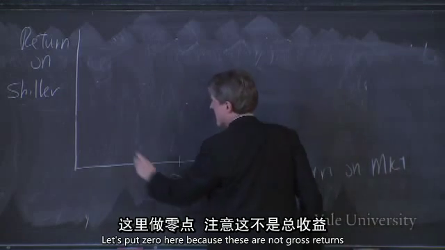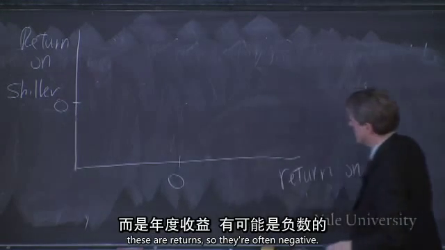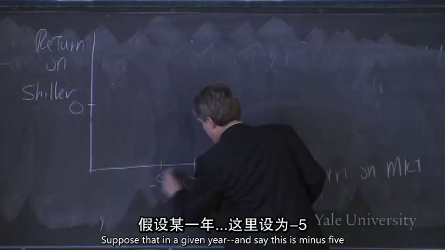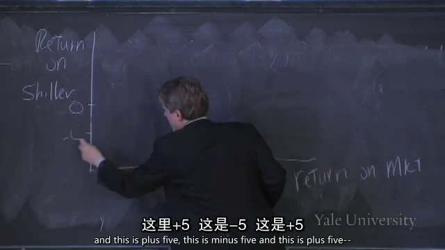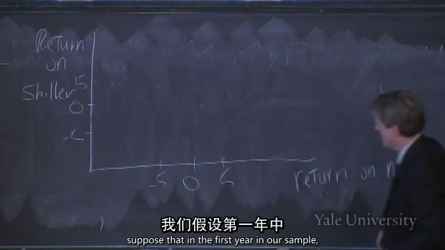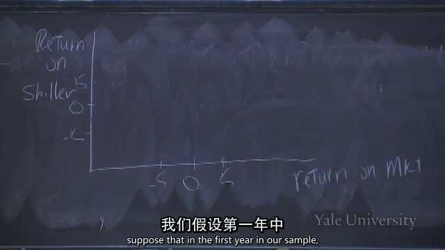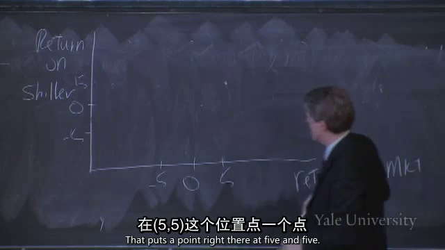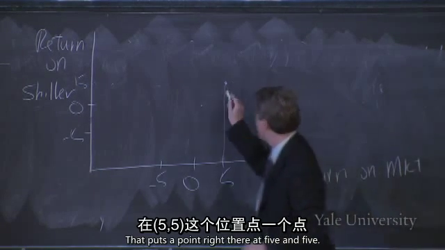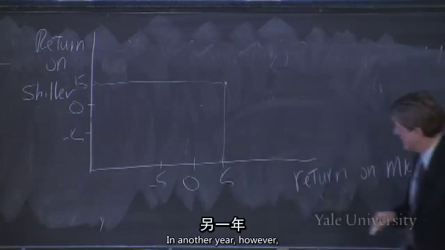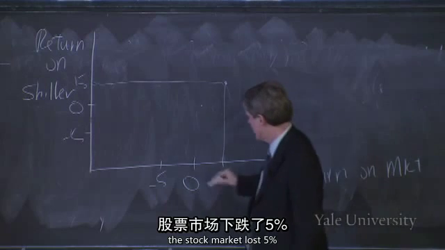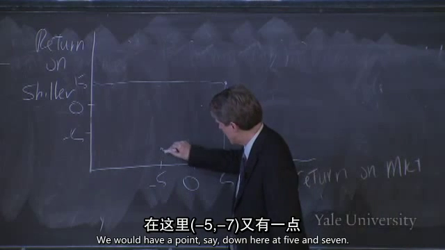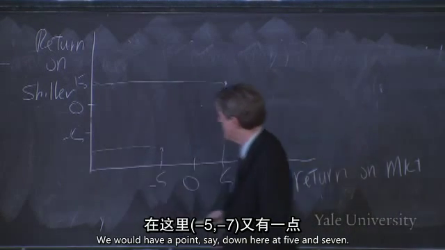Let's put 0 here, because these are not gross returns, these are returns. So they're often negative, okay? And suppose this is -5, and this is +5, this is -5, and this is +5. Suppose that in the first year in our sample, the company, Schiller Inc., and the market both did 5%. So that puts a point right there, at 5 and 5, okay? And in another year, however, the stock market lost 5%, and Schiller Inc. lost 7%. So we'd have a point, say, down here, all right?